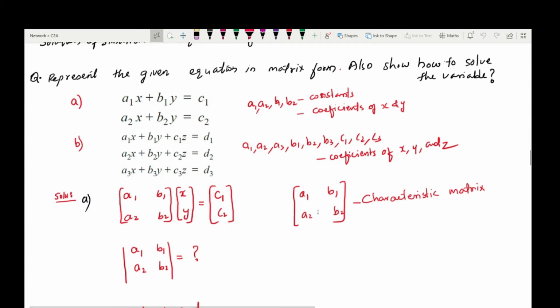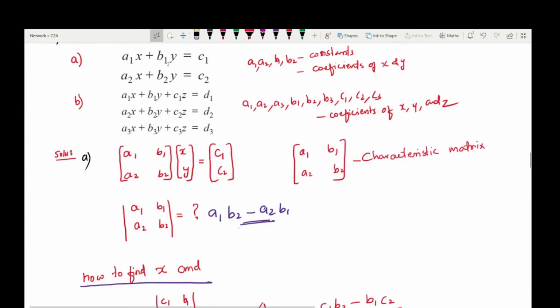What is the determinant of this characteristic matrix? We can represent the determinant of this matrix by this notation. How to find this determinant? It is nothing but a1 b2 minus a2 b1. In this way we can calculate the determinant of a 2 by 2 matrix. Now let's see how to solve this equation using matrix form, that is, how to find x and y from these equations.